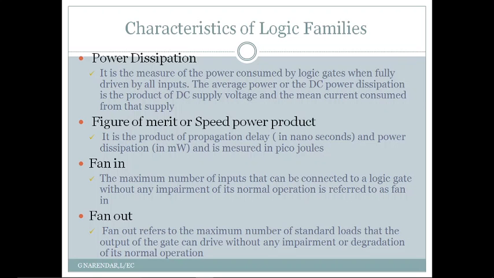So for example, if I say the fan-in of a certain logic gate is 4, that means I should not connect more than 4 inputs to the logic gate. If I connect 5 inputs, which is greater than the fan-in, then I do not guarantee the correctness of the operation of the logic gate. It may operate incorrectly or may not.